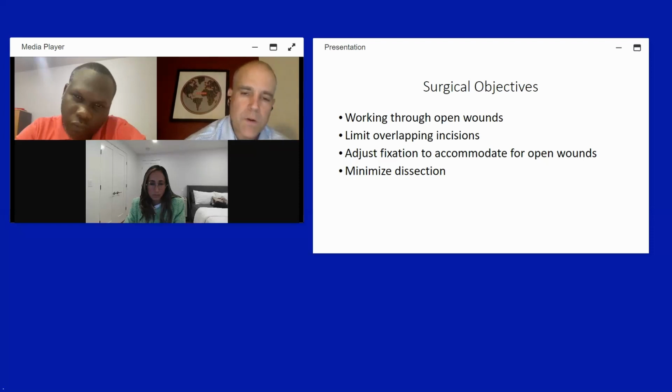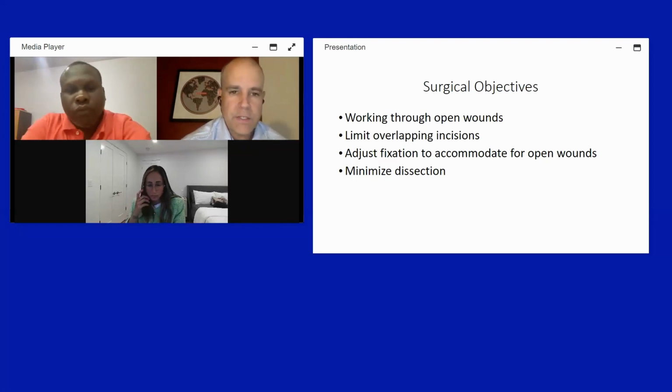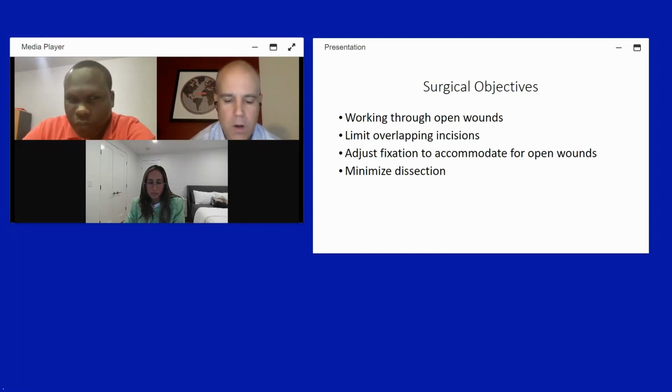Now, as far as our surgical objectives, I kind of break these into two sets of objectives. We have our soft tissue objectives, which is obviously paramount. Working through the open wounds, we want to limit overlapping incisions. So, proximity, we always kind of harp on the proximity of one incision to another, but I think more importantly is the overlap. What percentage of each incision is overlapping the other in a shorter distance? So using smaller incisions, like a percutaneous incision to place a clamp or to place a screw for, say, a Chaput fragment that needs to be reduced.